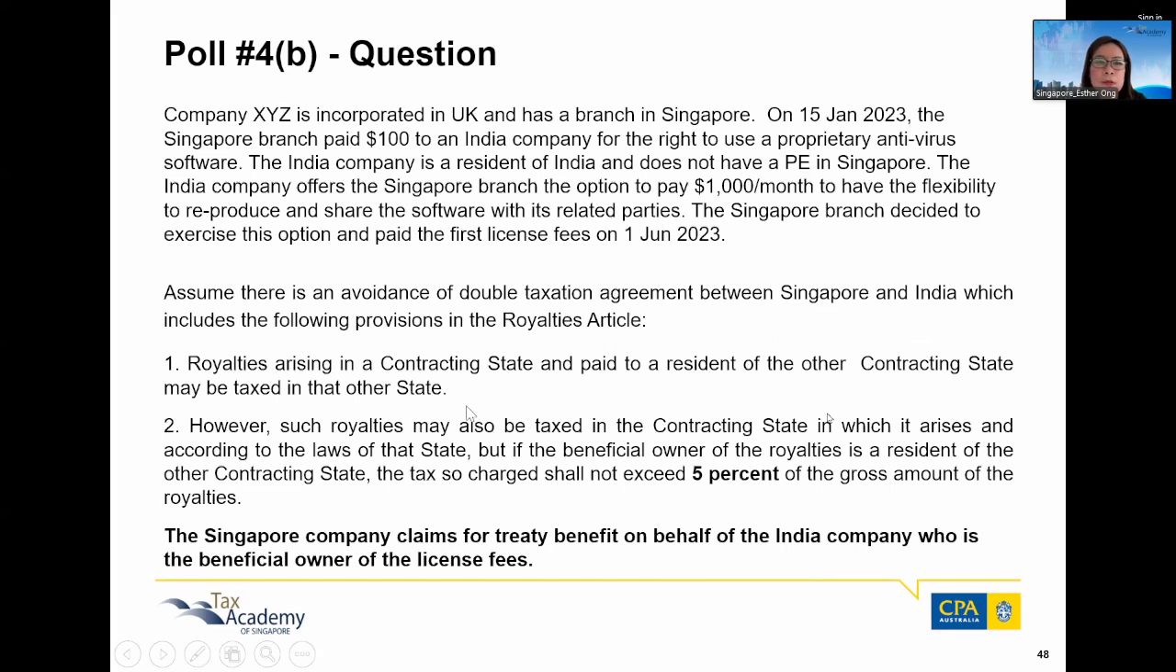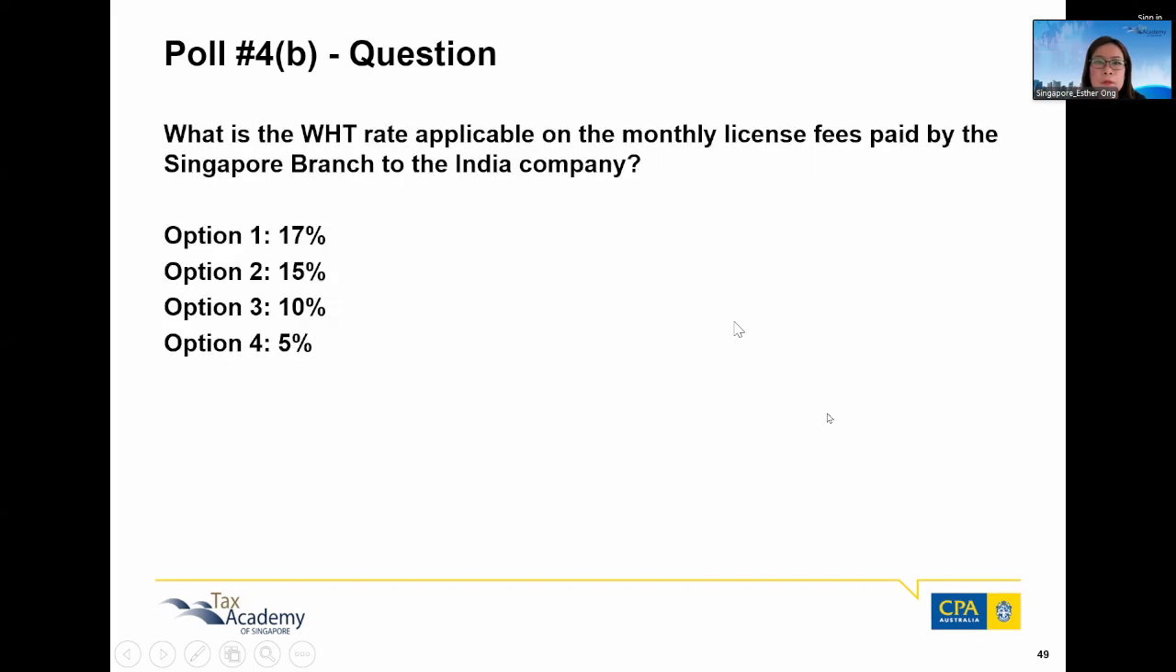Okay, let's try another question. The facts are the same as the previous question, except that if you zoom into paragraph 2 of the royalties article, now the tax rate provided is 5% instead of 20% just now. So what is the withholding tax rate applicable on the monthly license fee paid by the Singapore branch to the India company?